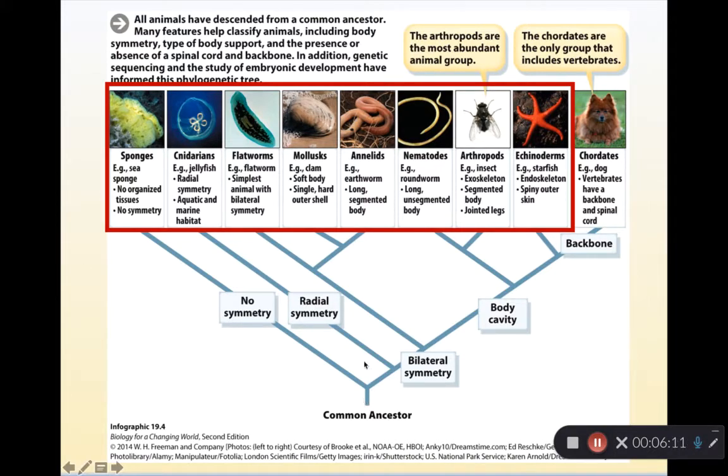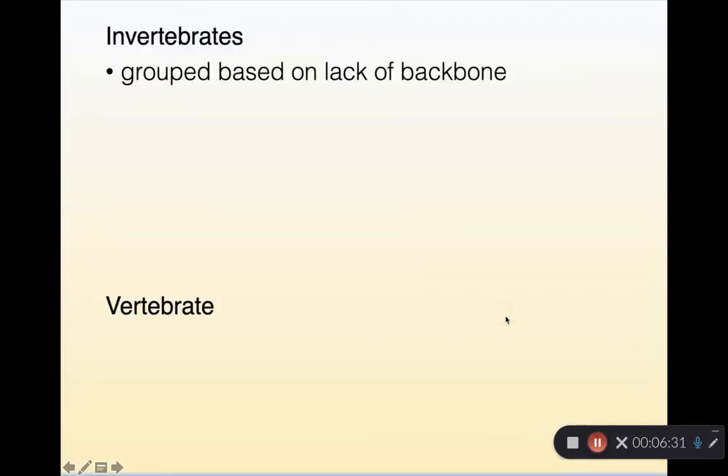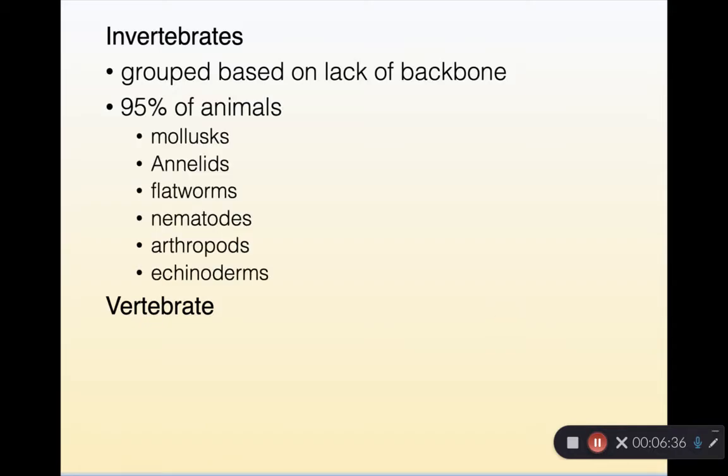Looking at this slightly more branched out family tree, we can see that the vast majority of animals in the domain Eukarya do not have a vertebra. And really, we're only talking about chordates that have a vertebra. So again, how do we define invertebrates? It basically just means it's grouped based on lack of backbone. And that group alone encapsulates 95% of all animals.